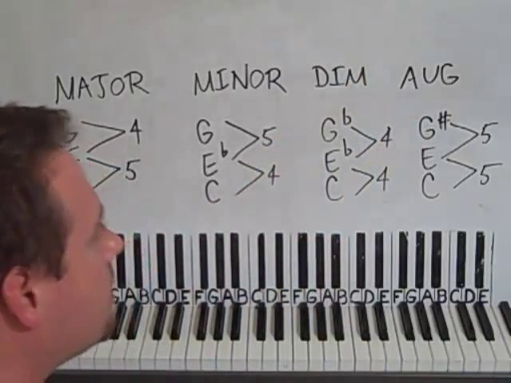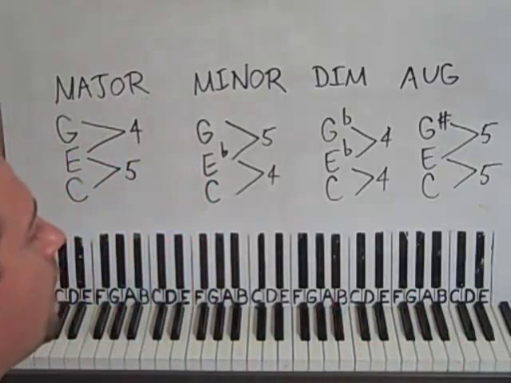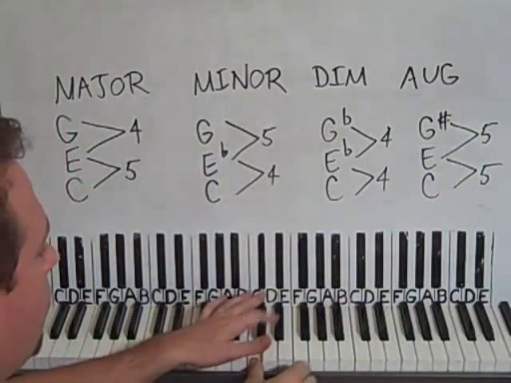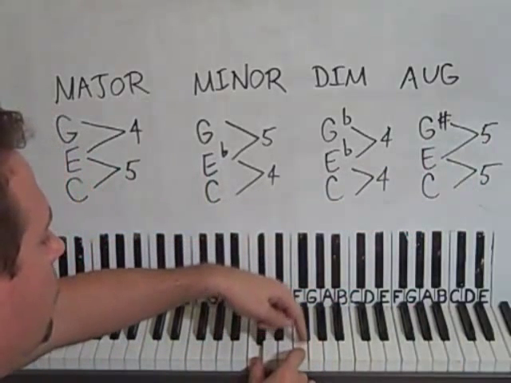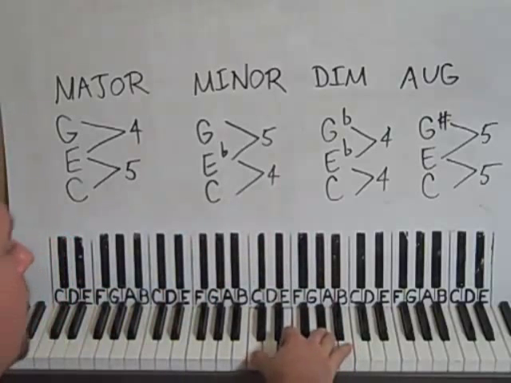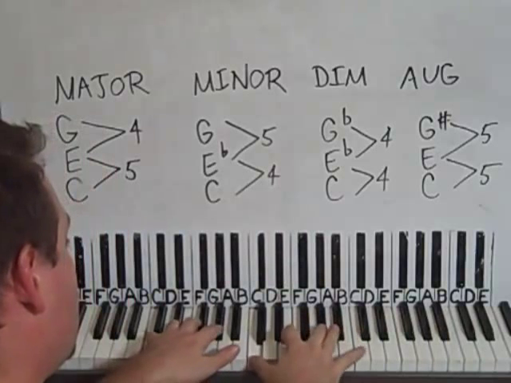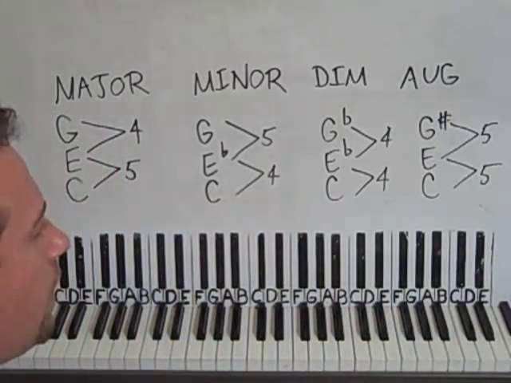Now augmented is the opposite direction. Augmented means to make bigger. So we take a 5, 5, start on the C, 1, 2, 3, 4, 5, and then go 5 from the E, 1, 2, 3, 4, 5, G sharp, and we get. Okay, so that's an augmented chord there.